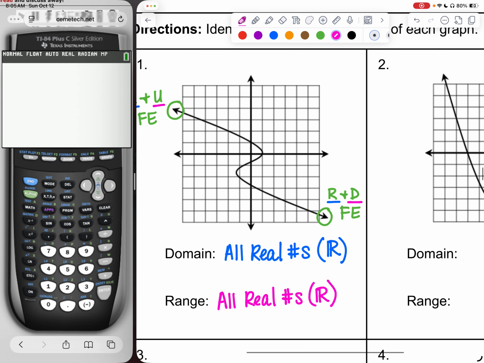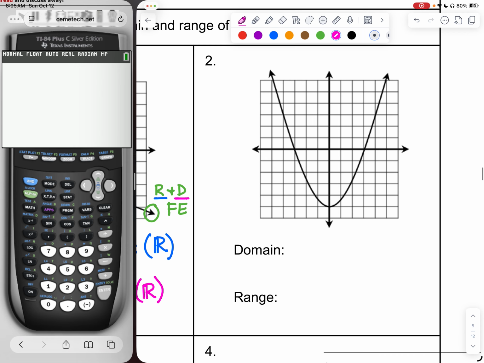All right. Now let's look at number two. My arrow here is saying that I'm going left and up forever. My other arrow is saying I'm going right and up forever. So domain is left to right. Left forever, right forever. All real numbers.